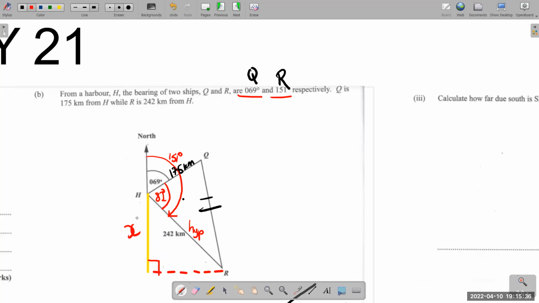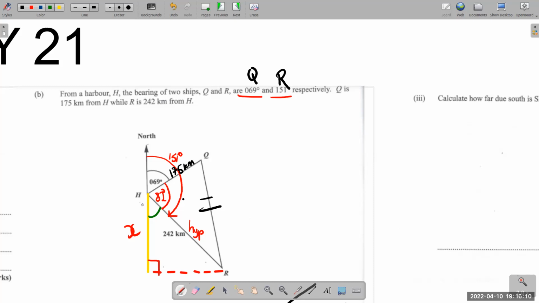Let me see who's thinking. Look at that line from the north line, go down. Can't we find out what this angle is here? Let me use a different color there. Isn't this a straight line? We know from here to here is 151. What is this angle in here then? All the angles must add up to what? Not a right angle. What is the angle on a straight line? The angle on a straight line is 180.